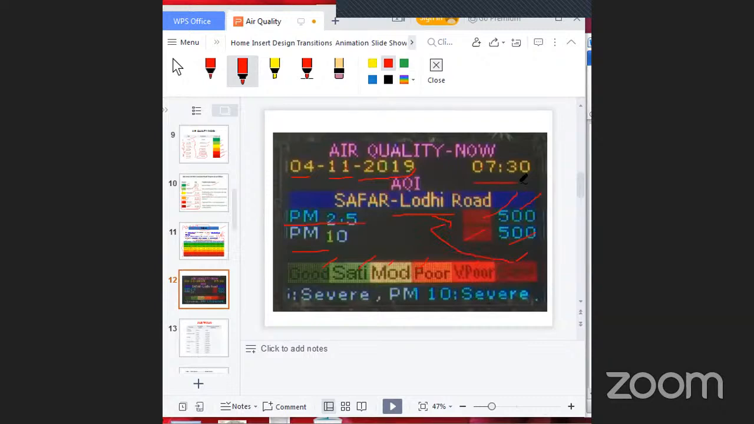In the morning at 7:30 a.m., this is the SAFAR station at Lodi Road in New Delhi. This photo is from November 2019.